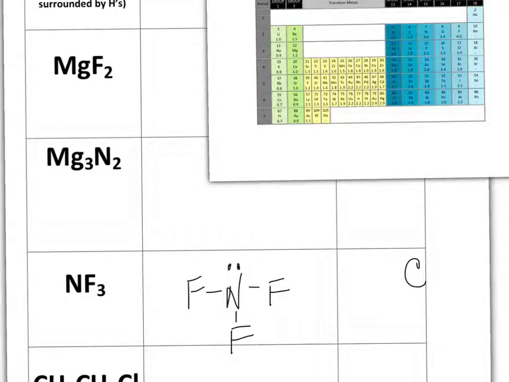Okay, here's another one. We have nitrogen, which is 3.0, and fluorine, which is 4.0. The difference between them is 1.0, and that is less than 1.7. Okay, so those are all polar covalent bonds. Now, which direction is which? In this case, our fluorine is pulling the electrons, because it has a higher or greater electronegativity. So it looks like that.